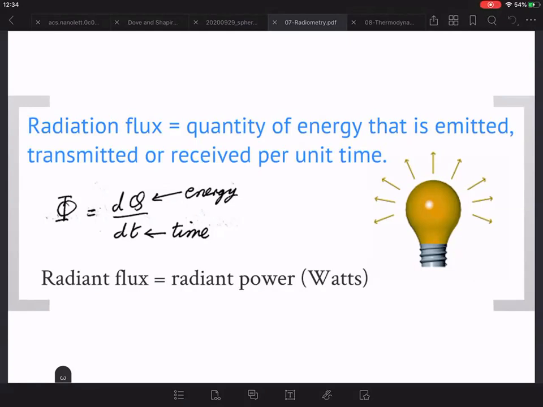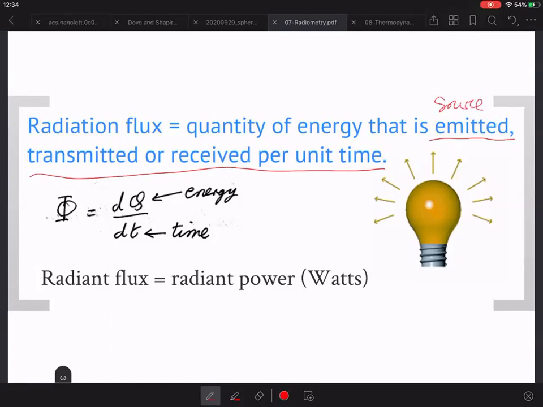So radiation flux refers to the quantity of energy that is emitted, transmitted, or received per unit time from a source. Now, if it's emitted, this is coming from a source. If it's transmitted, it can be from a CPC, for example. If it's received, it can be to a solar cell or the human eye, right? So any of these are possible.